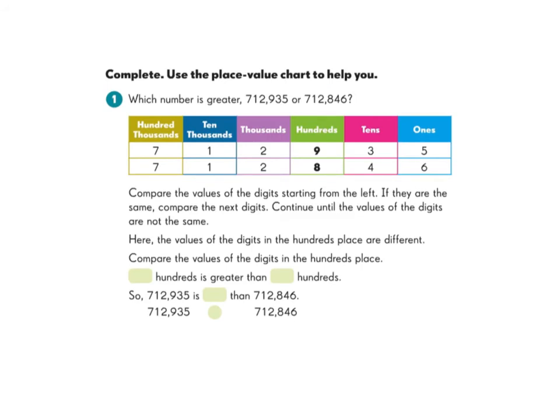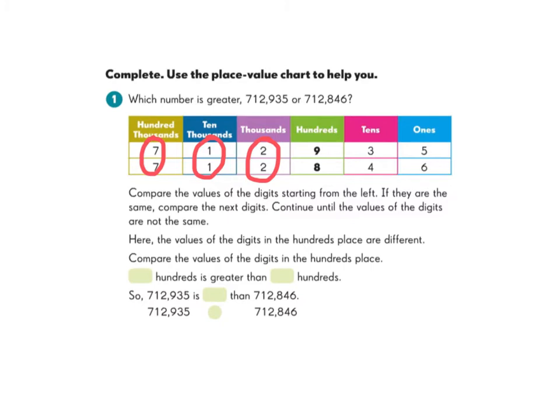Let's try one more example together before I send you off to try a couple on your own. Using this place value chart, let's compare these two numbers. Which is greater, 712,935 or 712,846? All right, in our 100,000s place, our digits match, so we have to keep going. They also match in the 10,000s and the thousands. They're all identical up to this point.